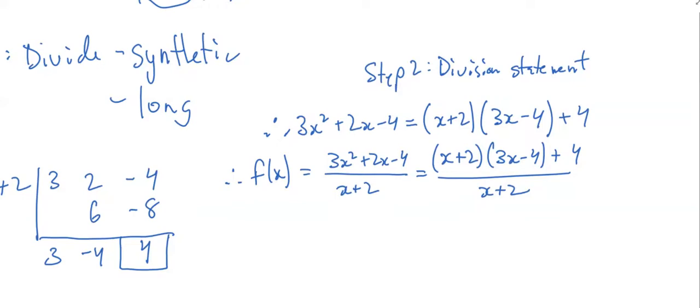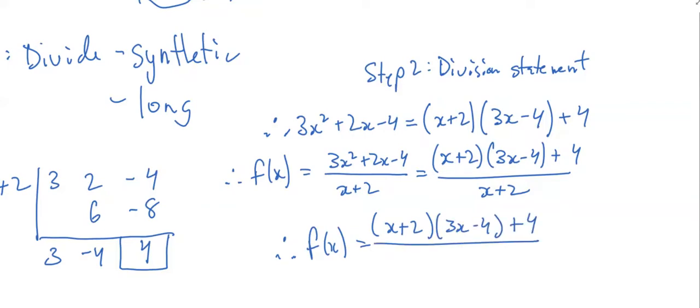Why in the world would we rewrite it? Well, you'll see in a minute. So this is actually what you'll usually have to write. Therefore, f of x equals, and what do you see about this? What do you notice?